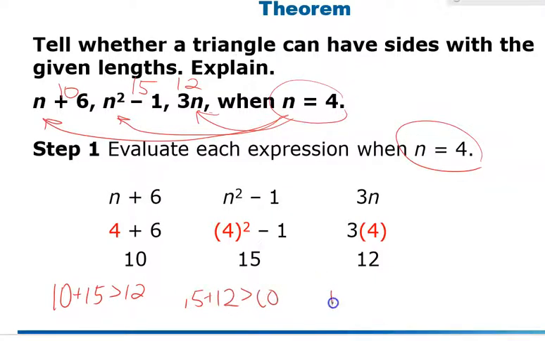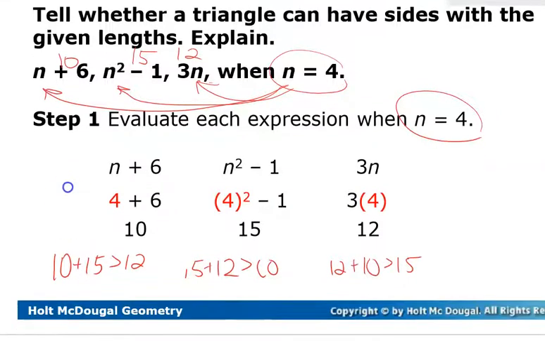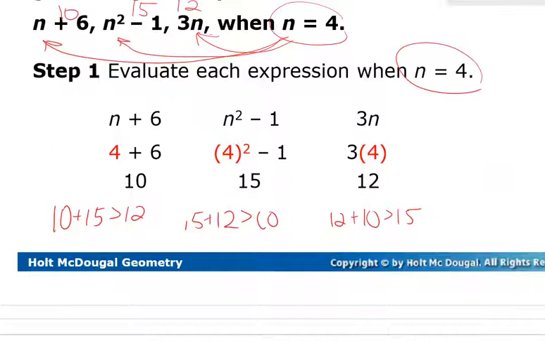And which one did I not do? Oh, 12 plus 10 needs to be bigger than 15. And if all 3 of those work, then we have a triangle. So let's see here. 25 is bigger than 12. Cool. 27 is bigger than 10. Excellent. And 22 is bigger than 15. So is this a triangle? Yes, this is a triangle.